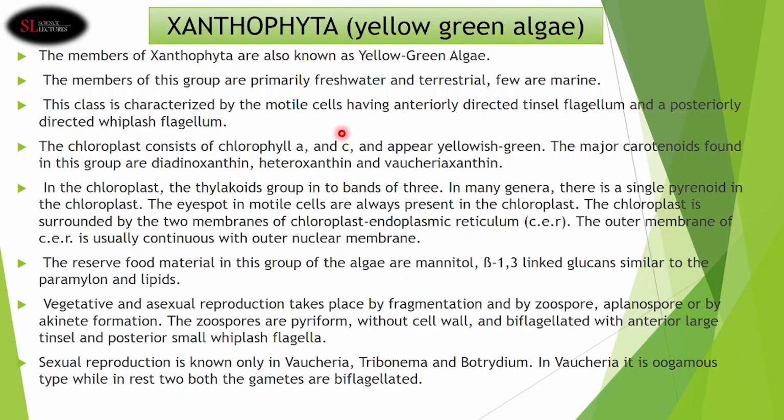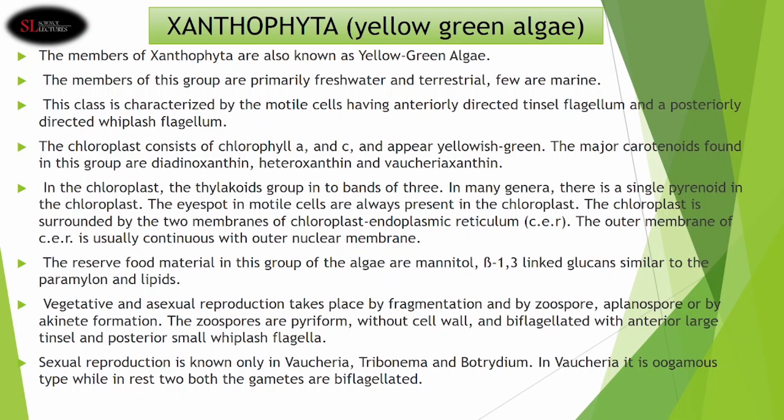Number one, they have motile cells with a tinsel flagellum that is anteriorly located and a whiplash flagellum that is posteriorly located. So the chloroplasts contain chlorophyll A and C, which makes them appear yellowish green, but they also contain some carotenoids like diadinoxanthin, heteroxanthin, and vaucheriaxanthin.